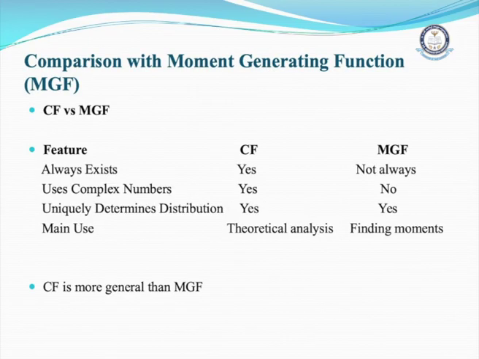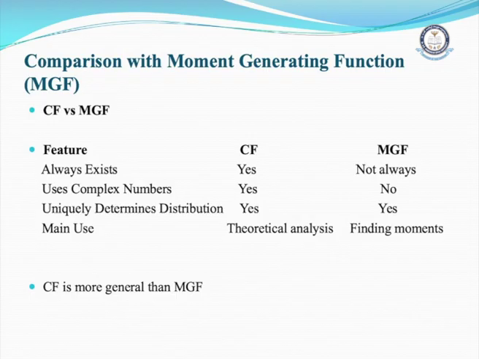So, these are some comparisons of the moment generating function and the characteristic function, okay. The characteristic function always exists, whereas the MGF does not always exist; in some cases it is not possible for the moment generating function. For complex numbers, yes, because here we are using the i function in the characteristic function. So, complex numbers are useful in the characteristic function, not in the moment generating function, and uniquely we have to determine the distributions, yes, in the characteristic function and the moment generating function.